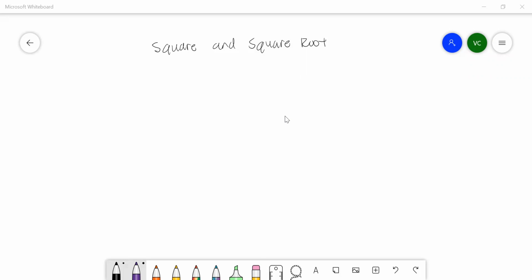In this video, I want to cover what it means to square something and what it means to take the square root of something. You can think of these as opposites. You know how adding is the opposite of subtracting, and multiplying is the opposite of dividing. So the square is the opposite of square root.